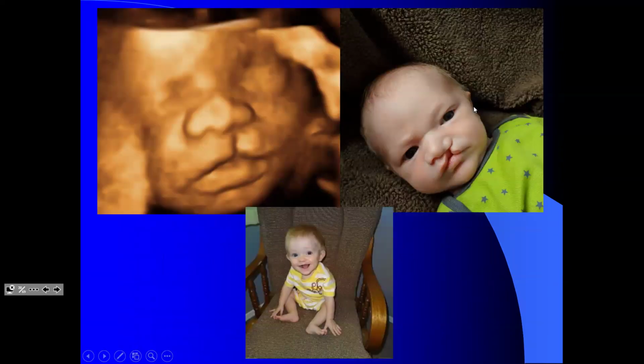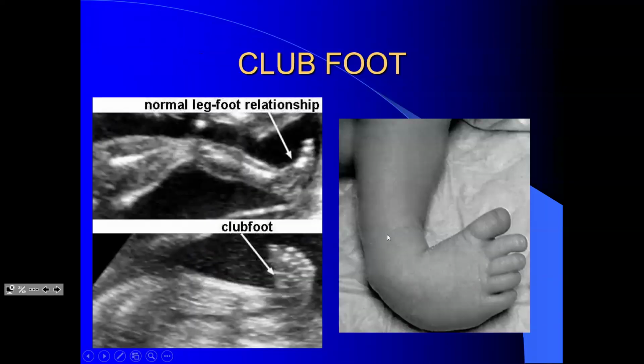Okay, so this was a cleft palate deformity, and this is after correction. So obviously you let these children grow, because you can correct them. Another example is club foot deformity; you can correct these deformities.